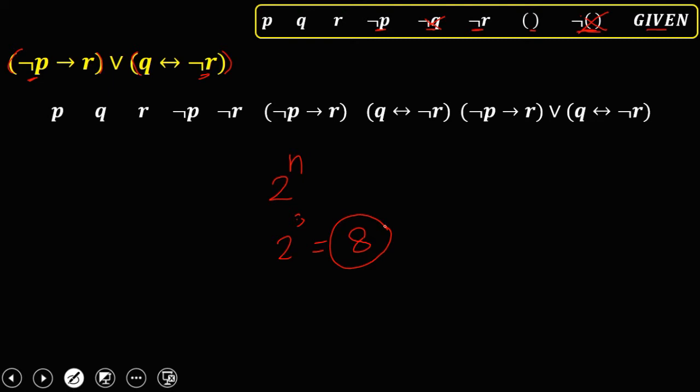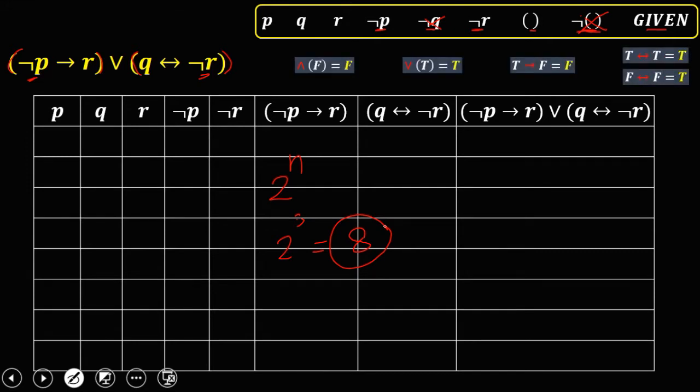And to get the truth value, these are the rules. For a conjunction, if there's an F, then the truth value is false. For a disjunction, if there is a true, then the truth value is true. For an implication, if true implies F, then the truth value is false. For a biconditional, if the same values, then the truth value is true.